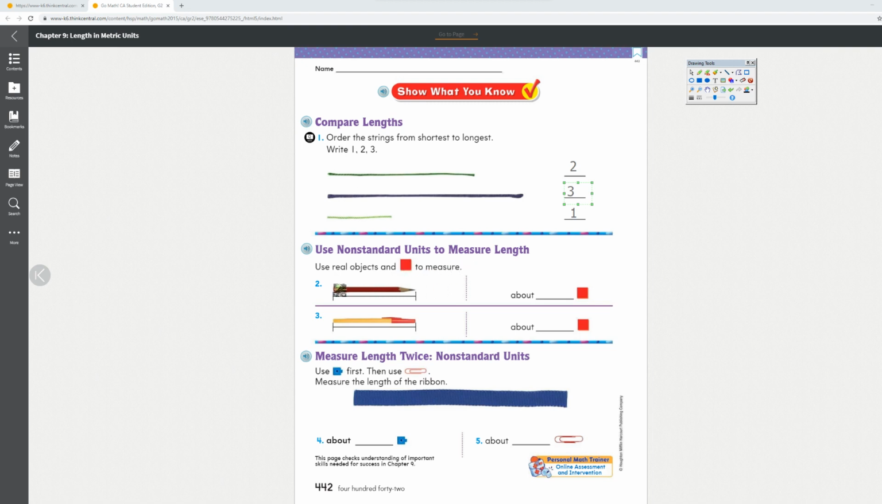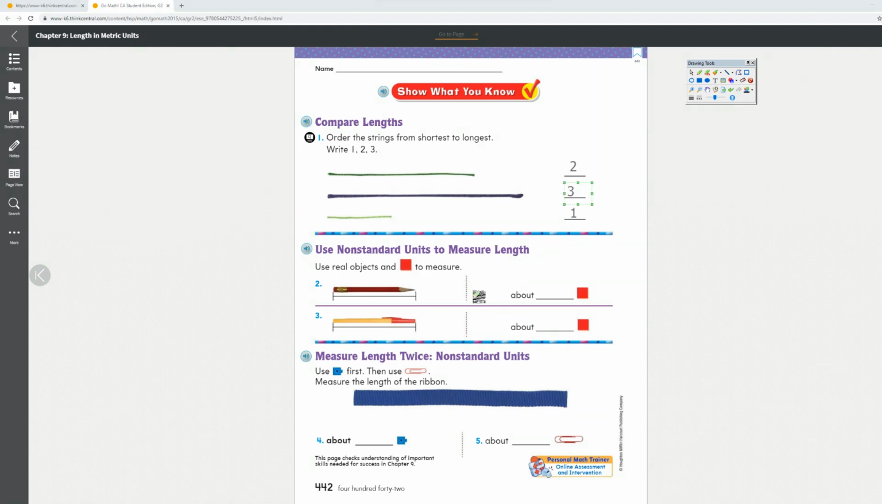So how long is this pencil? About how many of these red cubes do you think? So you can use a ruler to measure it, or you can use cubes to measure it, or you can follow along with me as we do it together. Number 3, put the cubes on the pen or the ruler and see how many cubes number 3 is. Pause the video and work on number 2 and 3.